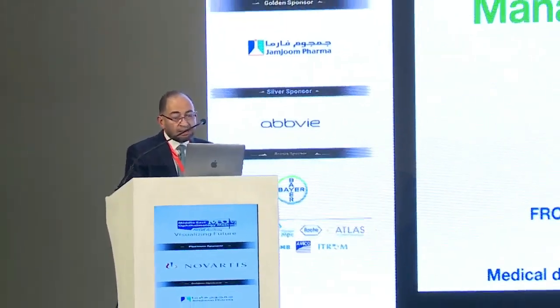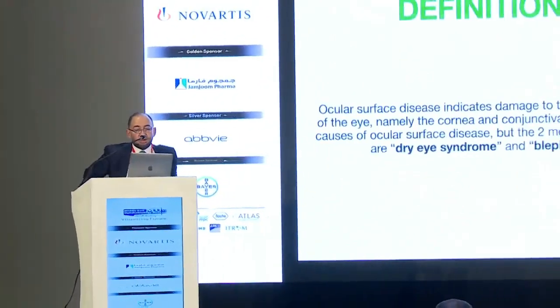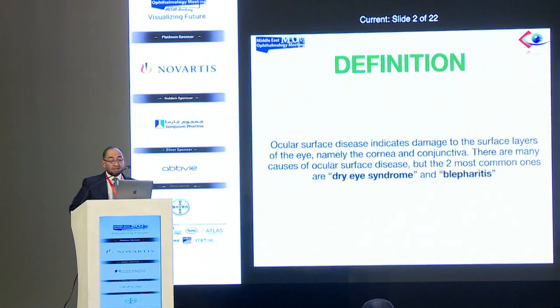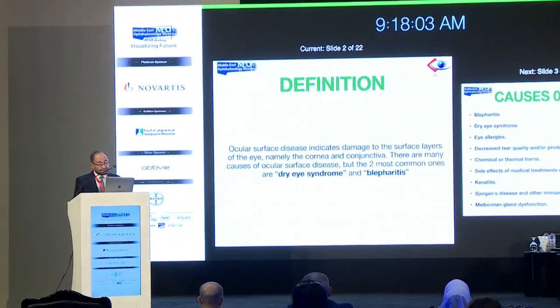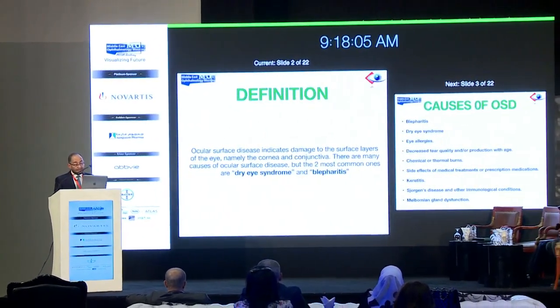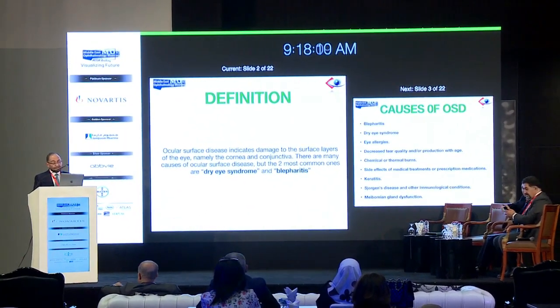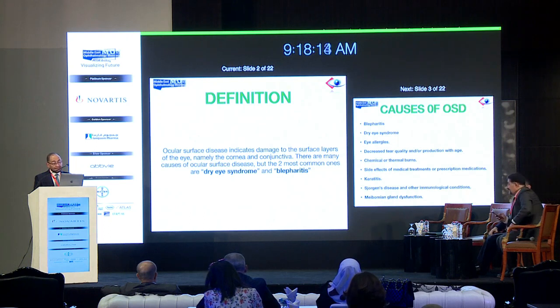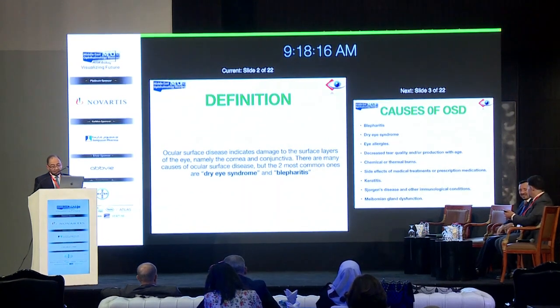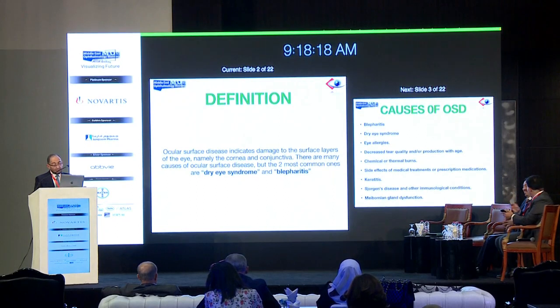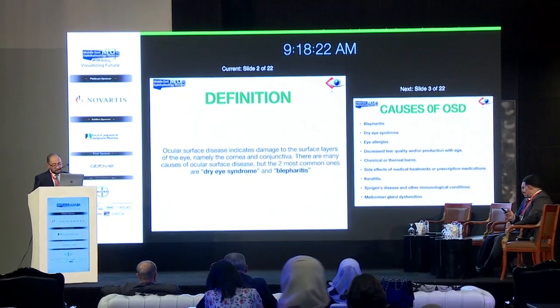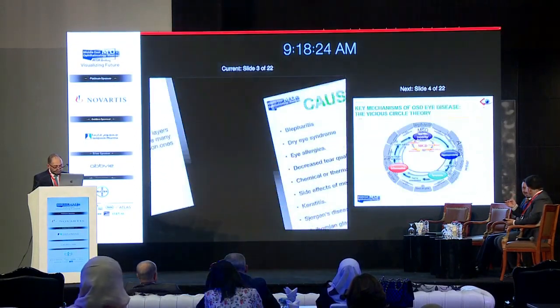So let us start with the simple definition of this. Ocular surface disease indicates damage to the surface layer of the eye, namely the cornea and conjunctiva. There are many causes of ocular surface disease, but here we will touch on the most common ones, dry eye syndrome and blepharitis, and the correlation between them.